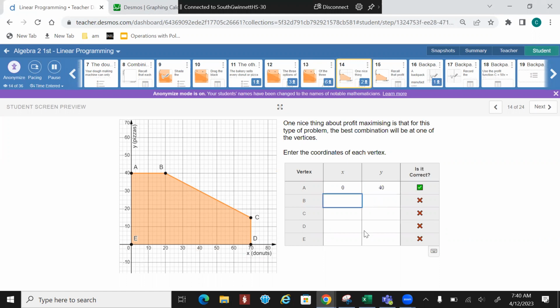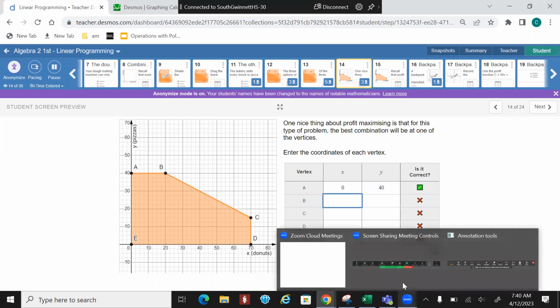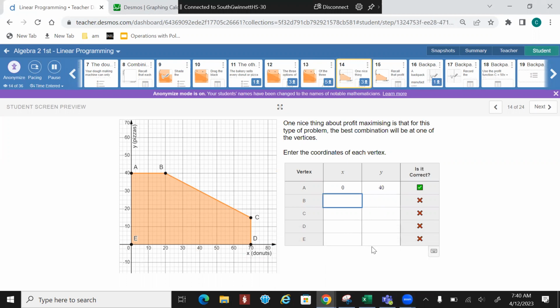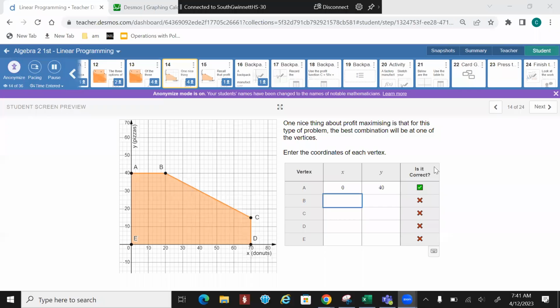Okay, can you fill in the other places where there's a vertex? Now they have it labeled, so just put in those points. Right, so hopefully this was the easy part. What'd you get for B? 20, 40. All right, what'd you get for C? 70, 15. And what'd you get for D? 0, 0, right? Okay, so these are the vertices. These are the corners of the graph, the corners of the shaded region.